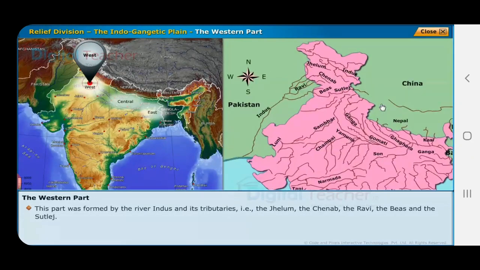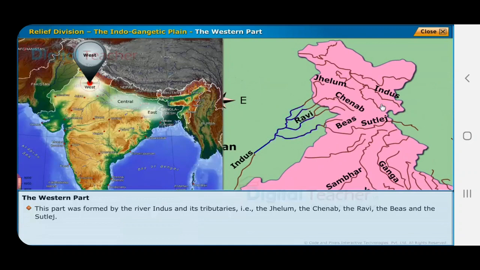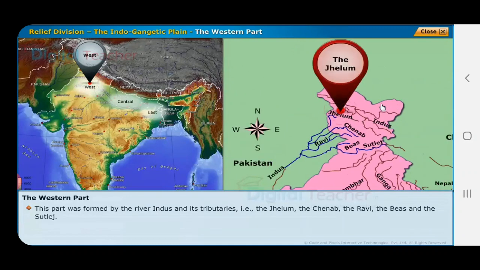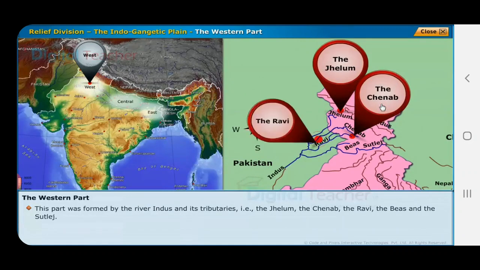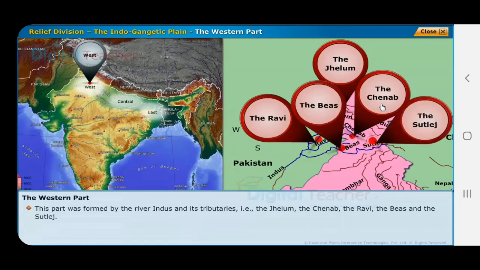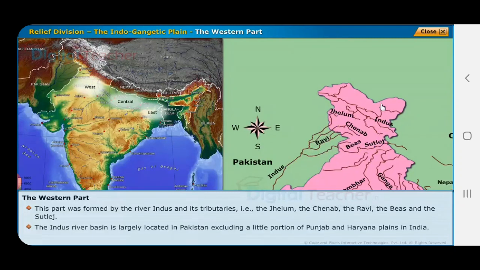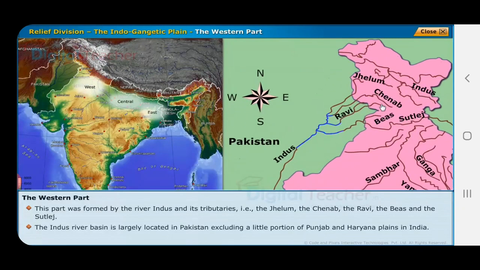This part was formed by the river Indus and its tributaries, that is, the Jhelum, the Chenab, the Ravi, the Beas, and the Satluj. The Indus River Basin is largely located in Pakistan, excluding a little portion of Punjab and Haryana plains in India. This region has the doab features, that is, the features of land between two diverging or converging rivers.